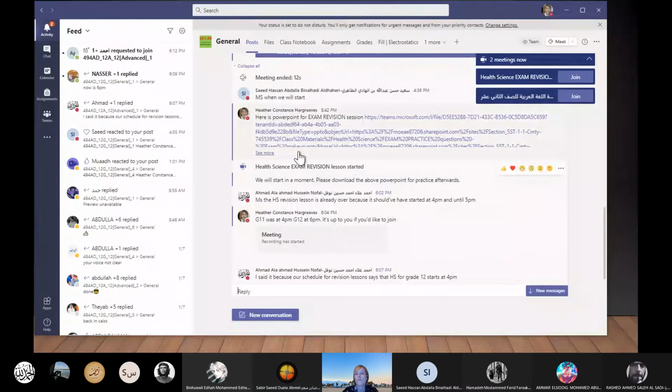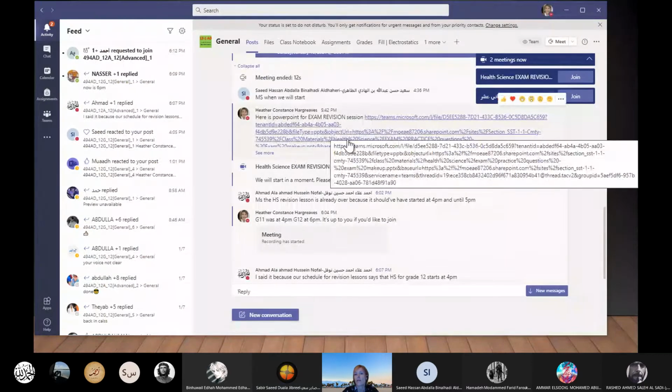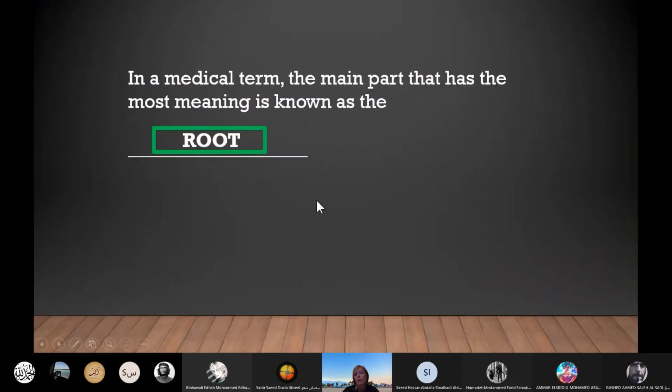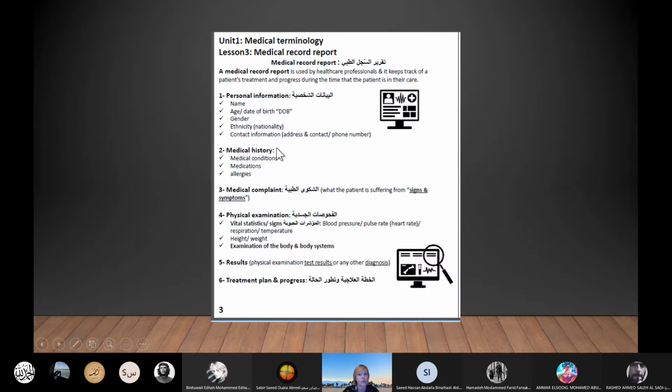So if you haven't already, this is the revision file that I'm going through, if you want to practice after. And also we're recording the session, okay? Just so that you know, and you can have it afterwards.